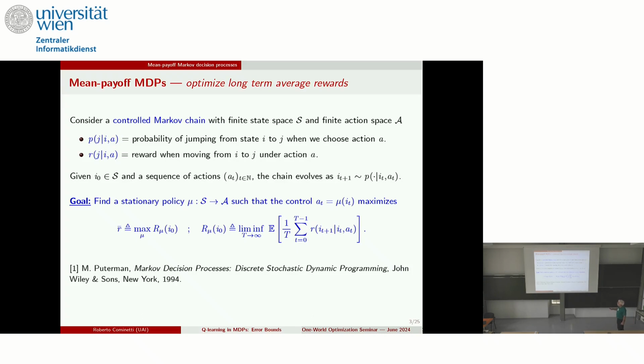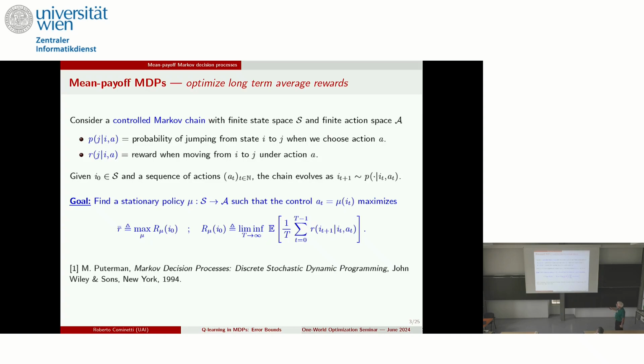And our goal is to find a stationary policy. That means a map that takes states to actions. It prescribes what you should do at every possible state that you encounter along the evolution. So you're looking for a stationary policy. We can discuss why stationary, but for the moment, let's just take it for granted. And I'm looking for such a policy that when I apply this control, when I choose my actions according to mu, then what I get is the maximum reward evaluated in terms of long-run or long-term average payoff.